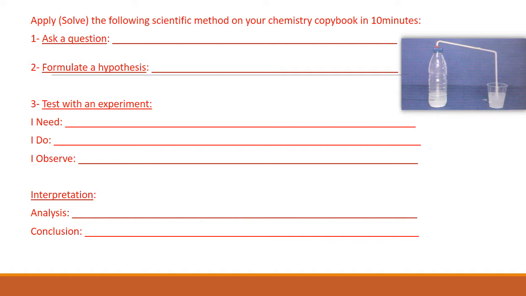I do. You write what you should do to complete this experiment. I observe. You write what did you observe? What did you notice? What happened when we did this experiment? Analysis. You write if a chemical reaction takes place or not and why, and what are the signs that a chemical reaction takes place. Conclusion. You write what did you conclude?